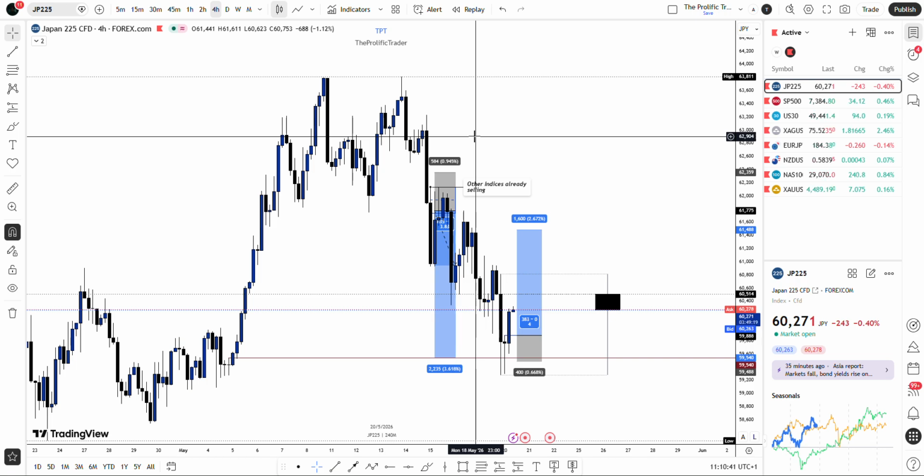Stocks. So right now we're just going to go through a couple of assets we're trying to take trades on.